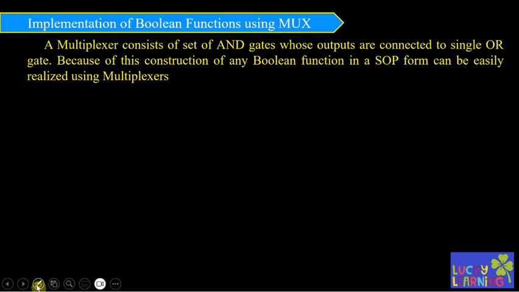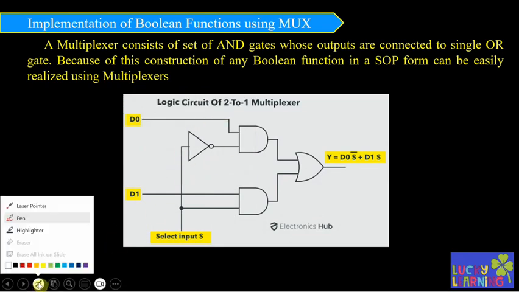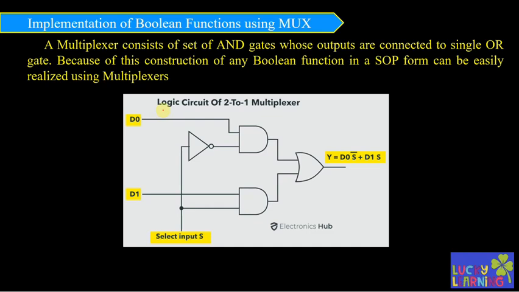Hello students, here in this video we are going to discuss how to implement Boolean functions using multiplexers. Here you just look at the logic diagram of a 2 to 1 multiplexer. The logic diagram of a 2 to 1 multiplexer consists of two data inputs and one output. To select one of these two data inputs, it requires one select input.